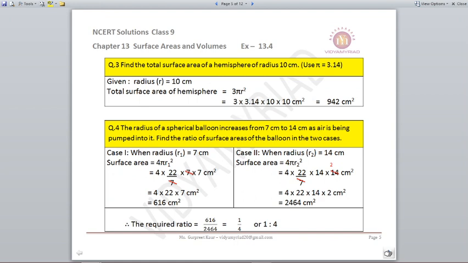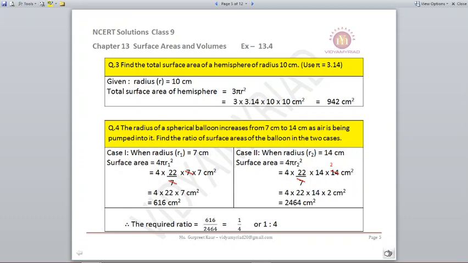Question number 3. Find the total surface area of a hemisphere of radius 10 centimeters. Now here if you see, radius is given as 10 centimeters and you are given pi as 3.14. Now for a hemisphere we have talked about, it is 2 pi r square. But if we talk about the total surface area of a hemisphere, which means you have the curved surface as well as the circle. So area of the circle is pi r square. So 2 pi r square plus pi r square gives you 3 pi r square. So the total surface area of a hemisphere in this case is 3 pi r square. Put it into the formula, you get 942 centimeters square.